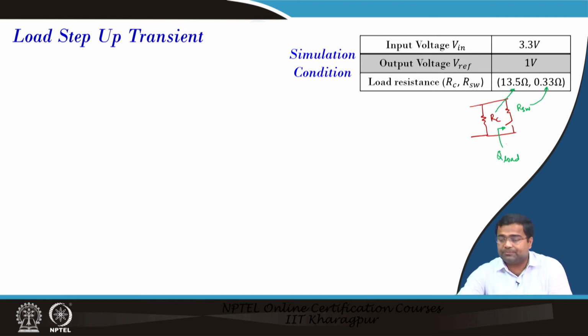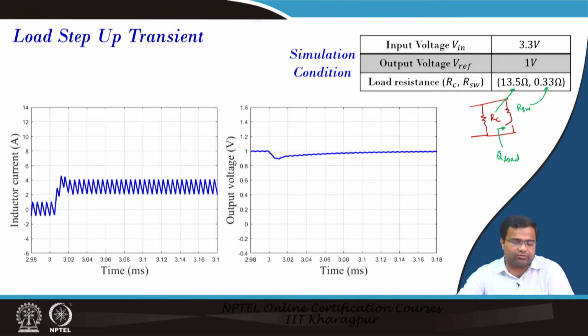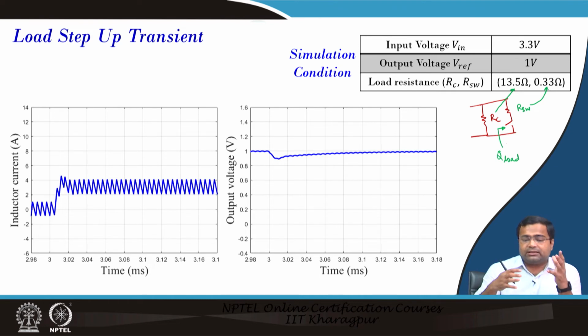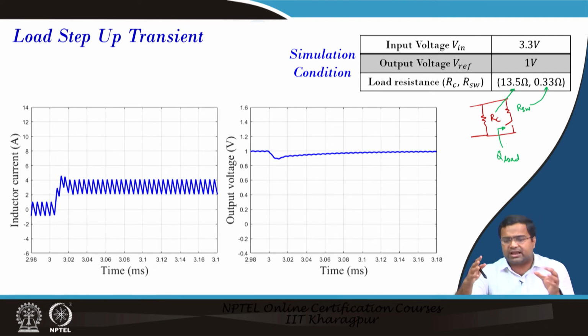So, if you turn on the Q load, make it high, it will make a load step up transient. If you make it 0, it will be a load step down transient. This load step up is almost a 3 ampere load step, and since it is current mode control, we are making the bandwidth 1/8 of the switching frequency, because if you go beyond 1/8, there will be a model validity issue, which we discussed in our earlier NPTEL course.